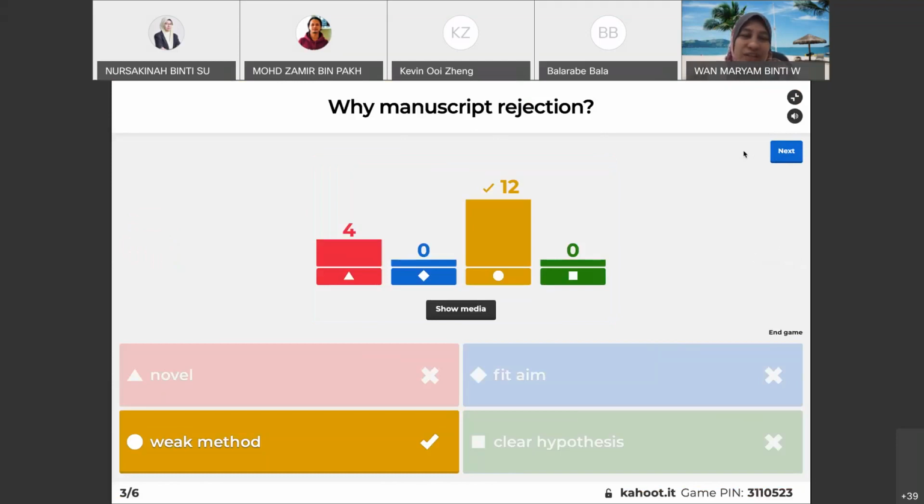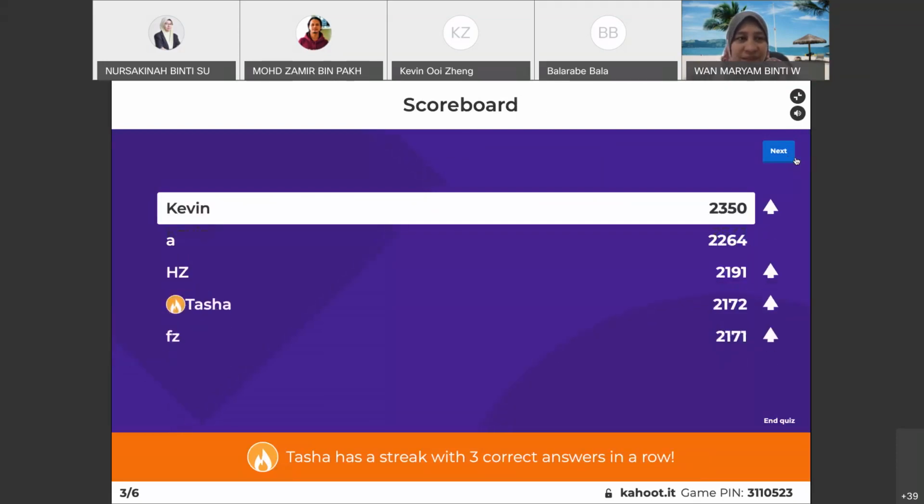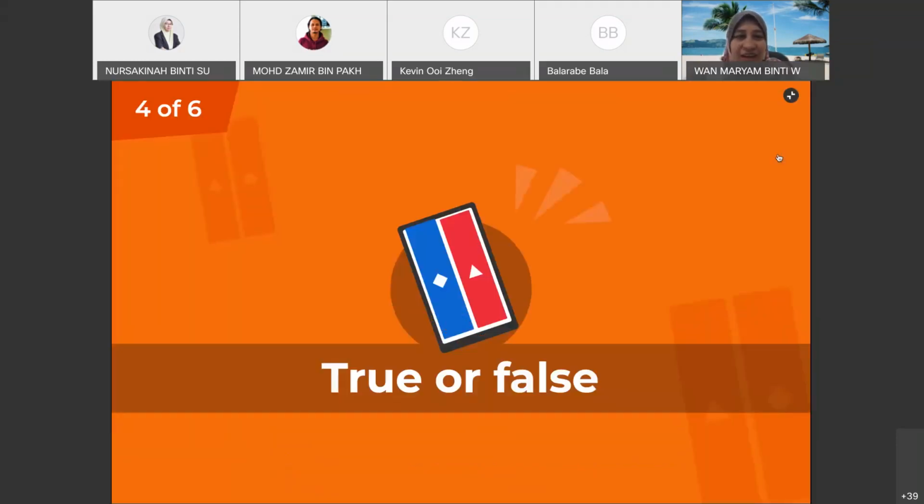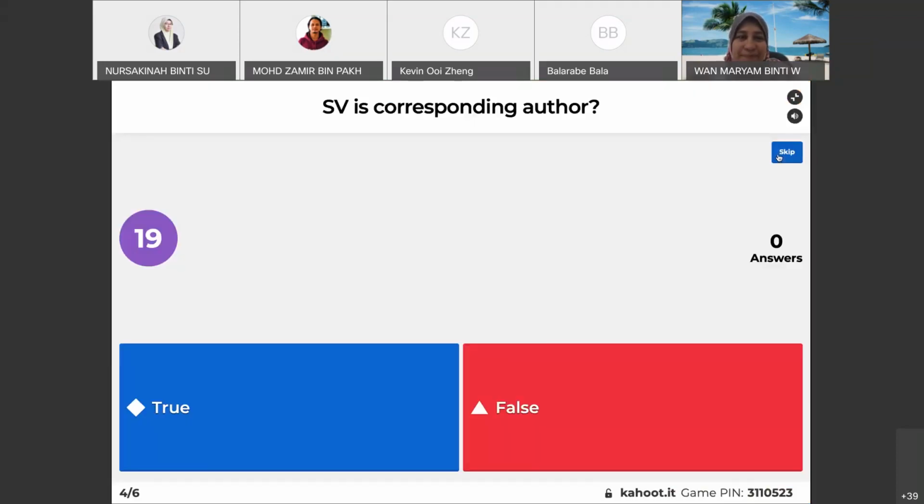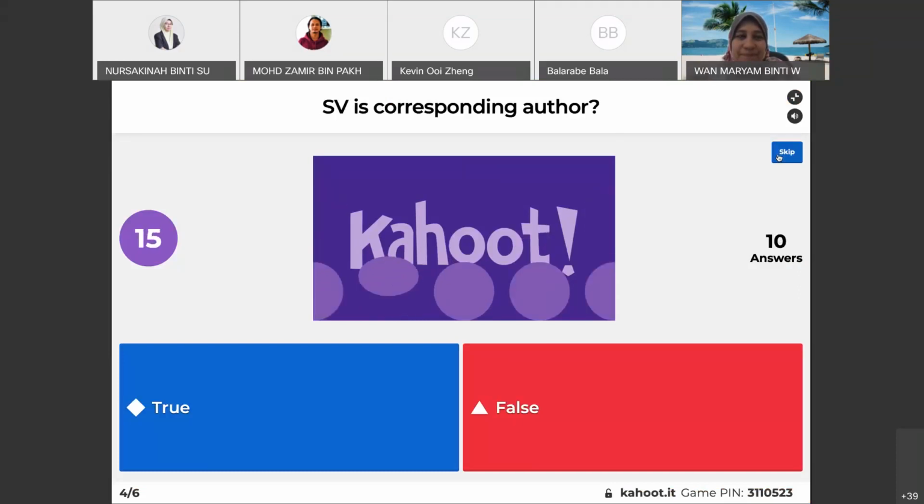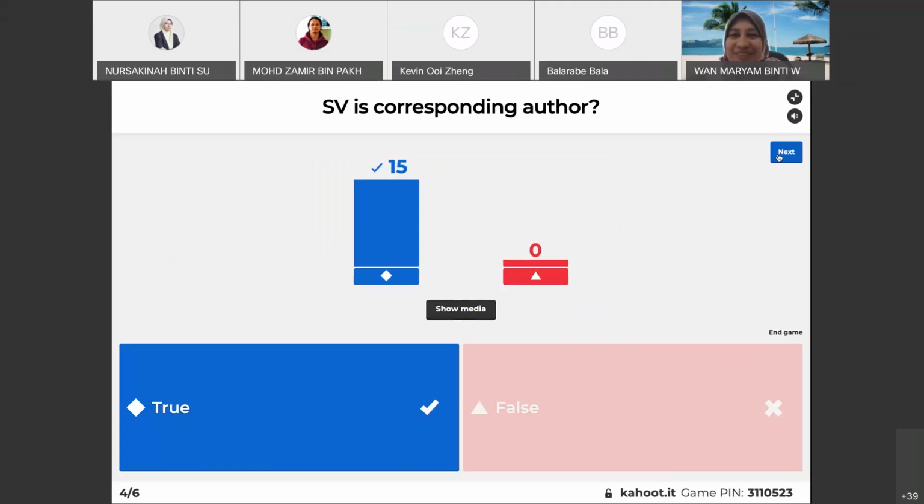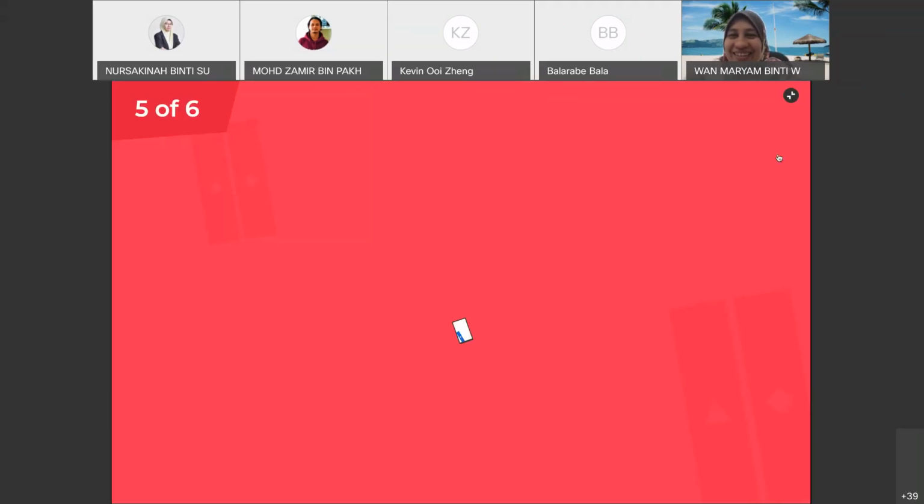Yes, rejection because of a weak method. If it's novel, it won't be rejected. So if it's novel, it should be accepted. Well done. Kevin is leading, but I see Tasha is getting there. Well done. Everyone is clear on this. I don't have to say anything about this. Next.